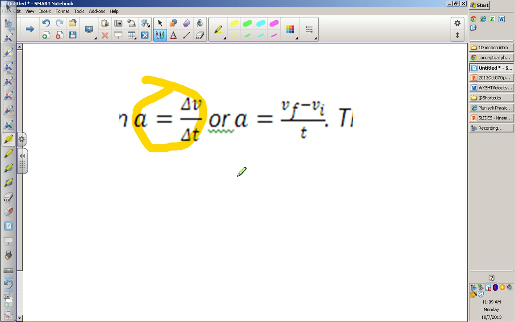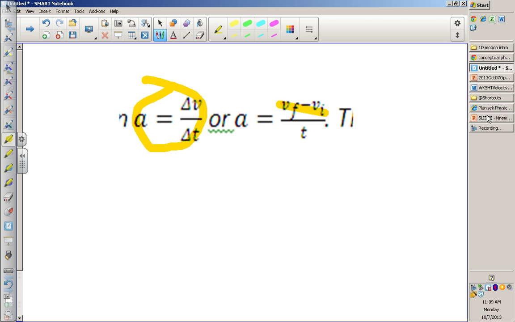So last week we introduced the idea of acceleration being the rate of change of velocity. We look at the change in velocity over the time frame that change occurs, and we can tell the acceleration. And because it's delta V, we can simplify delta V to be V final minus V initial, over time.